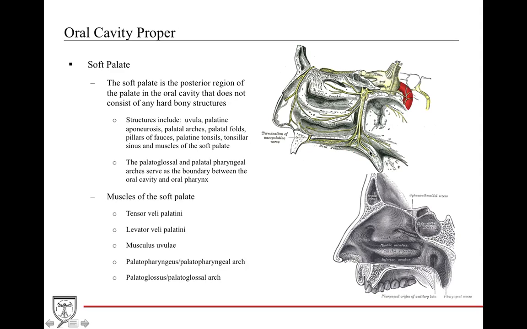And then for the hard palate, you also have the soft palate, and this is the posterior region of the palate and the oral cavity that really does not consist of any hard bony structures. It's soft. That's why it's called soft palate. This is composed of things like the uvula, the palatine aponeurosis, the palatal arches, the palatal folds. It has the palatine tonsils, the pillars of fauces, the tonsillar sinus, as well as the muscles of the soft palate. So again, it's not going to be difficult to pick this up. You know where the soft palate is, you know where the hard palate is, and that's pretty much all you need to know.